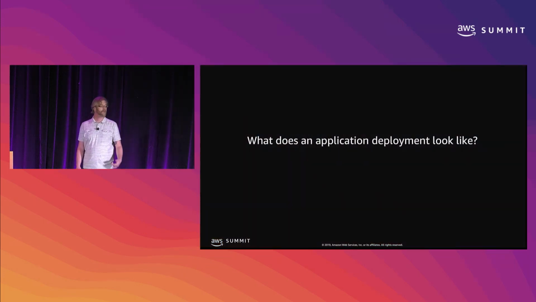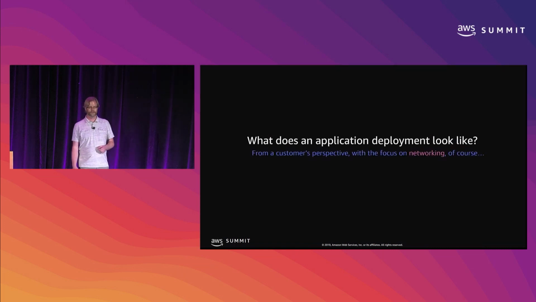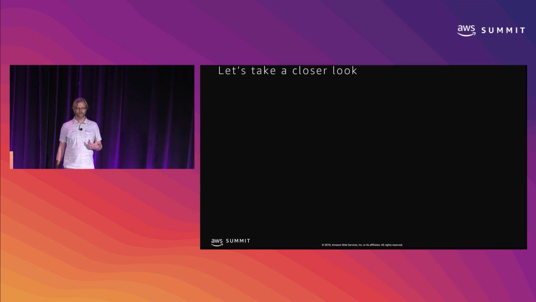Okay, so when we start off talking about the Accelerator, the first thing we have to do is talk about what an application deployment looks like. Now, I know this is going to be a little bit of a rehash of some stuff you already know, but again, this will help all of us understand and position why the Accelerator is here and why it's better or different for your workloads versus other technologies that you can use in the AWS space. So, of course, we're going to be concentrating on the networking portion of this. So let's take a closer look.